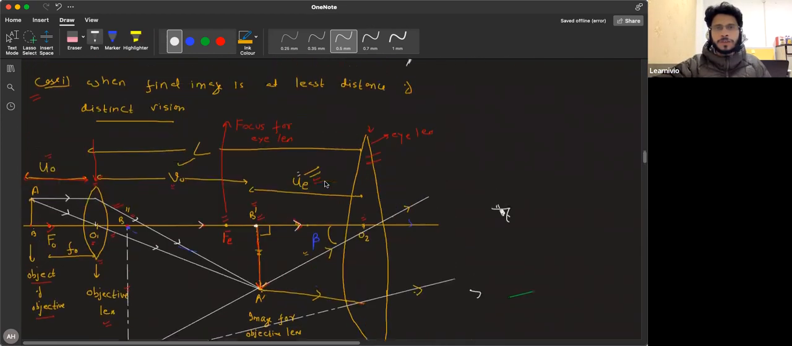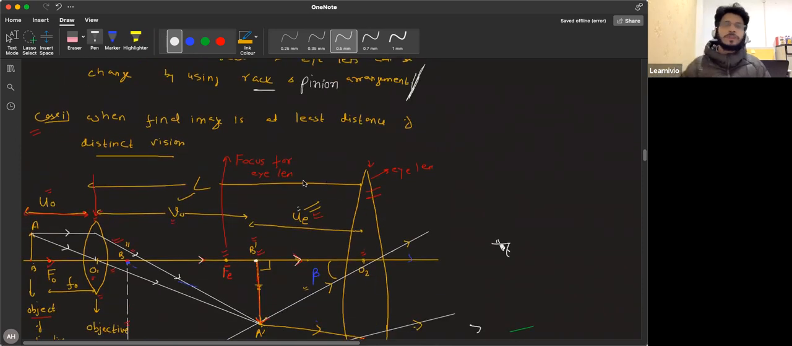There's one more small thing, that is length of the tube. See this L here, this means the length of the tube. So what does length of the tube mean? Length of the tube simply means the separation between the objective lens and the eye lens. So here, this is the objective lens. This is the eye lens. The separation between these two lenses is what we call the length of the tube.